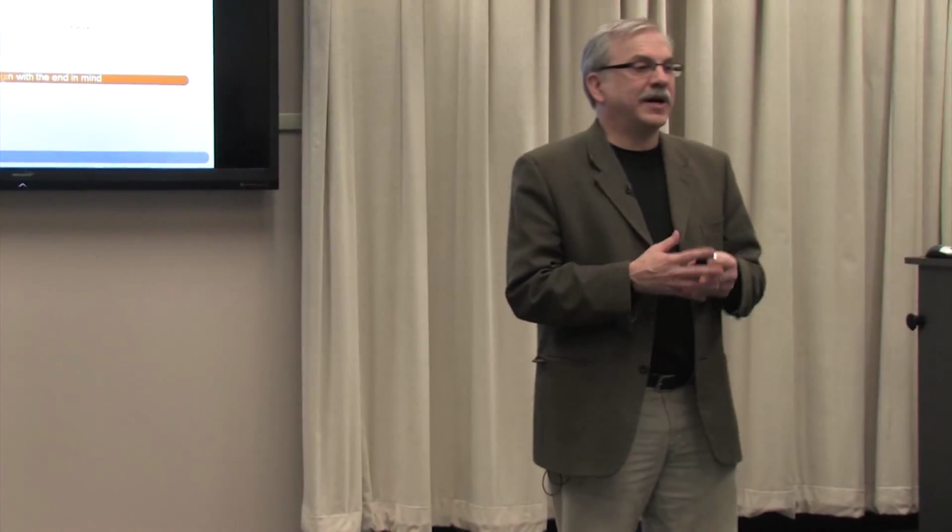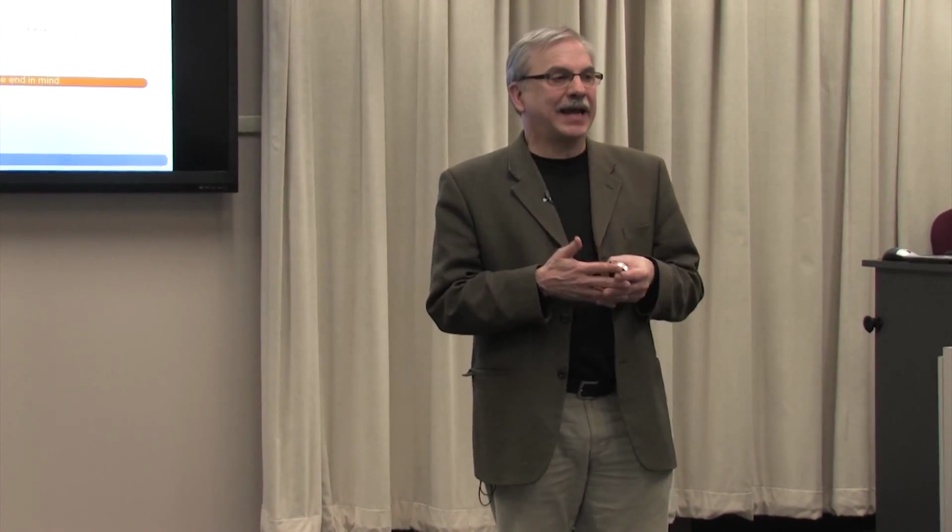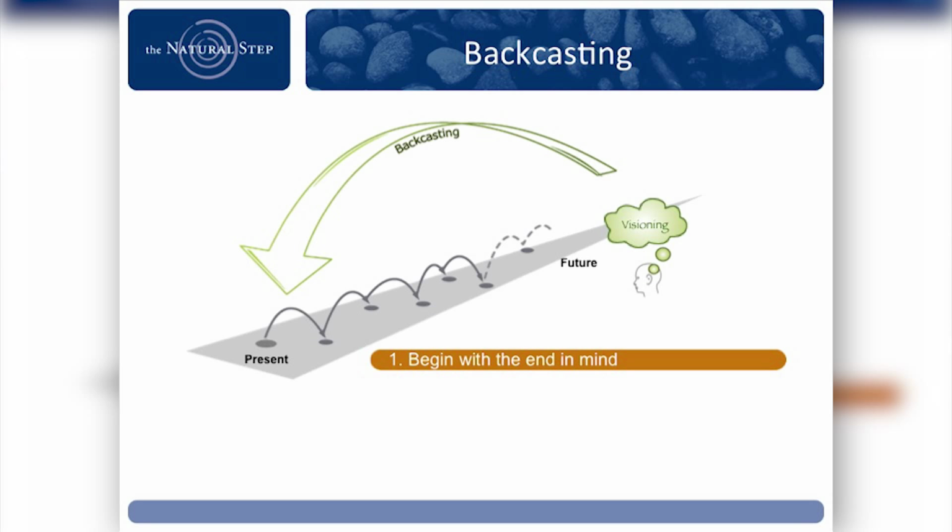So we can't look at what's brought us here and try to project that forward. That's just not going to work. So forecasting, maybe not the best tool for a business or organization to use in terms of developing a sustainability action plan. What we recommend is something called backcasting, a technique that was developed by the Natural Step.